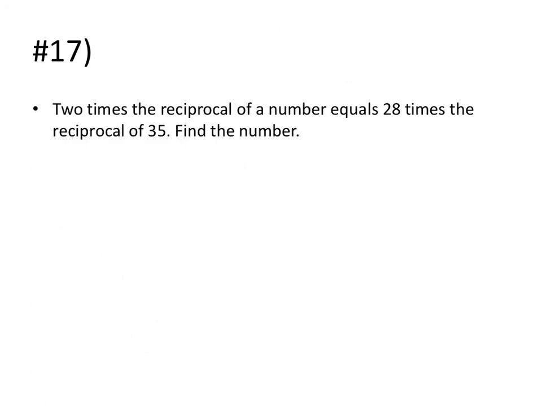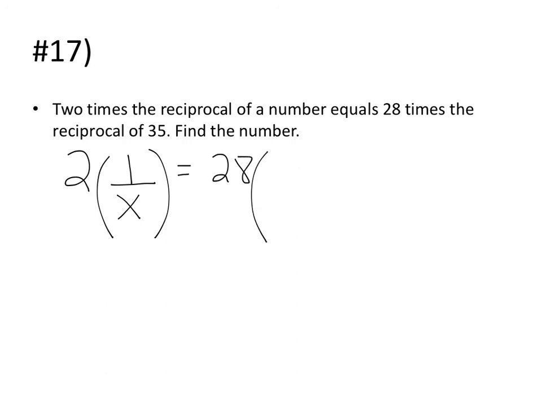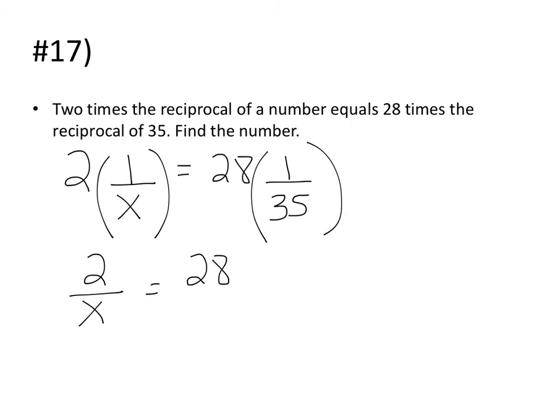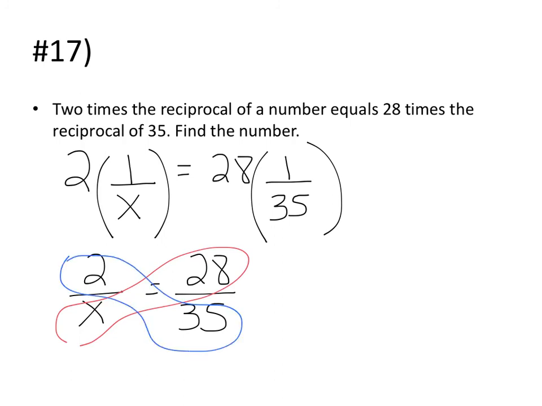Okay. 2 times the reciprocal of a number, so 1 over x, equals 28 times the reciprocal of 35, which would be 1 over 35. Find the number. So this gives me 2 over x, and this gives me 28 over 35. Written like this, you can cross multiply. Because remember, if you have a fraction on each side of an equal sign, you can cross multiply.